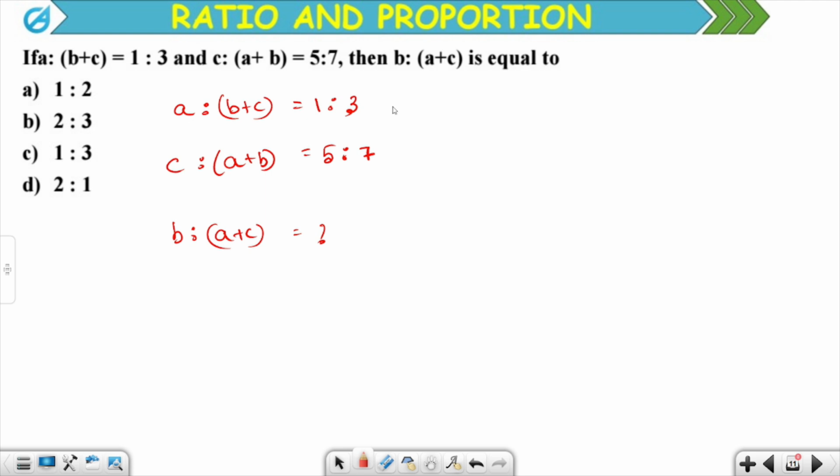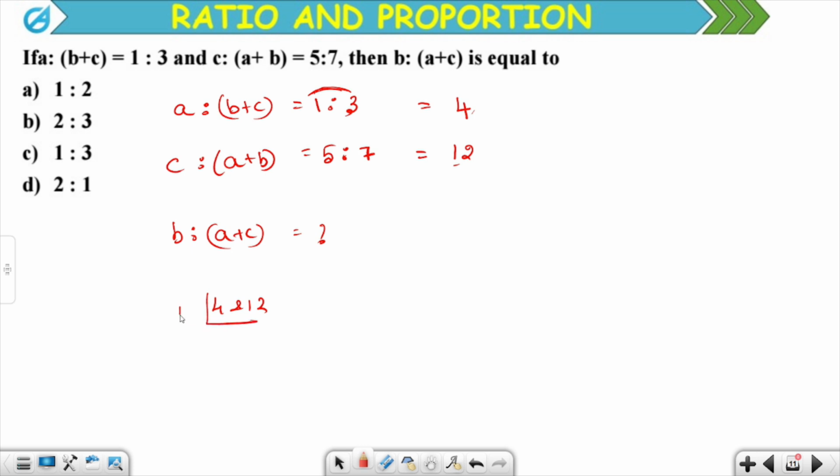See, the thing is simple. 1 plus 3, add this ratio. What is 1 plus 3? 4. So here, 5 plus 7. What is the value? 12. First thing you have to do is make the numbers the same. So here also 12 and here also 12. That means take the LCM of 4 and 12.